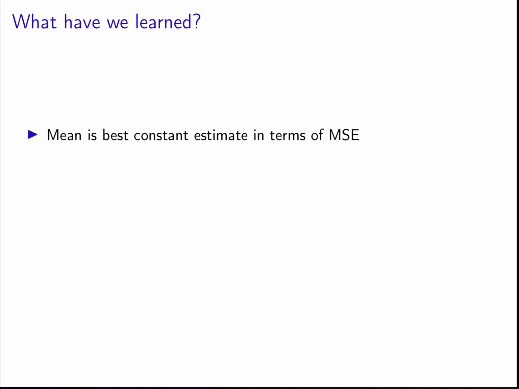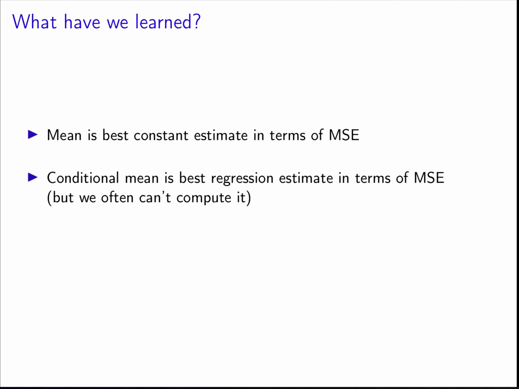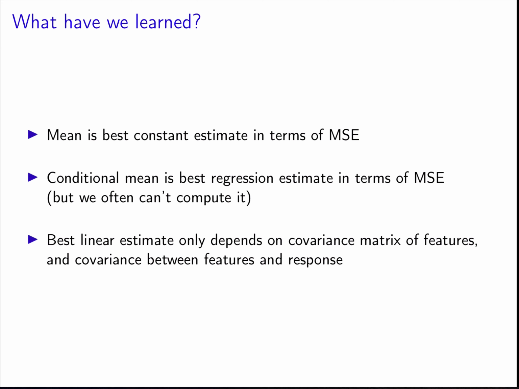Okay, so what have we learned here? We've learned that the mean is the best constant estimate in terms of MSE, and that result actually has allowed us to derive almost everything else. We have seen that the conditional mean is the best regression estimate in terms of MSE, but because of the curse of dimensionality, we often just cannot compute it. Because of that, we have to apply different assumptions when we're developing models, and a very popular assumption is linearity. And here we have seen that we can actually derive the best linear estimate only as a function of the covariance matrix of the features and the covariance between the features and the response.